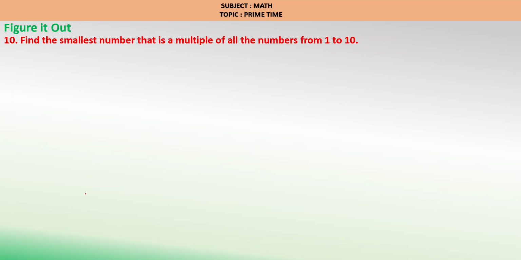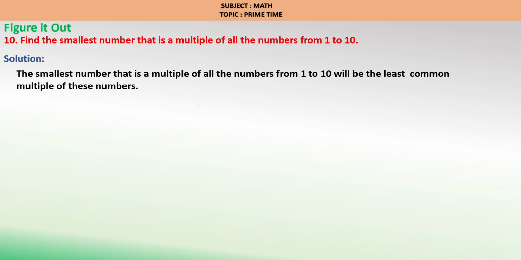Question number 10. Find the smallest number that is a multiple of all the numbers from 1 to 10. In the previous question, they excluded one number. Here, we are including all the numbers. So, the smallest number that is a multiple of all the numbers from 1 to 10 will be the least common multiple of these numbers. So, we are writing 1, 2, 3, 4, 5, 6, 7, 8, 9, 10.